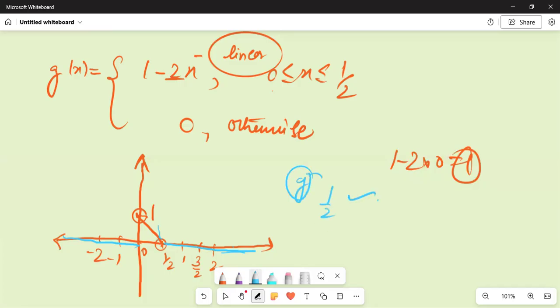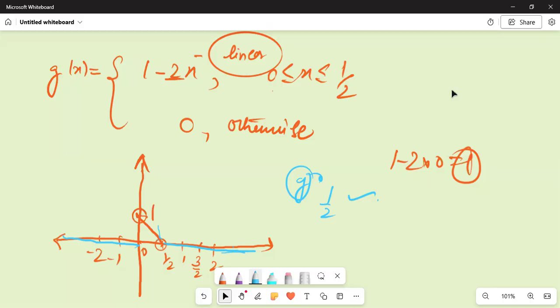G is continuous at the value half. After half also it is continuous because it is a constant value. And before 0, that is for the domain points less than 0 also, it is a constant value. It is taking the value 0 only. So it is continuous there also.